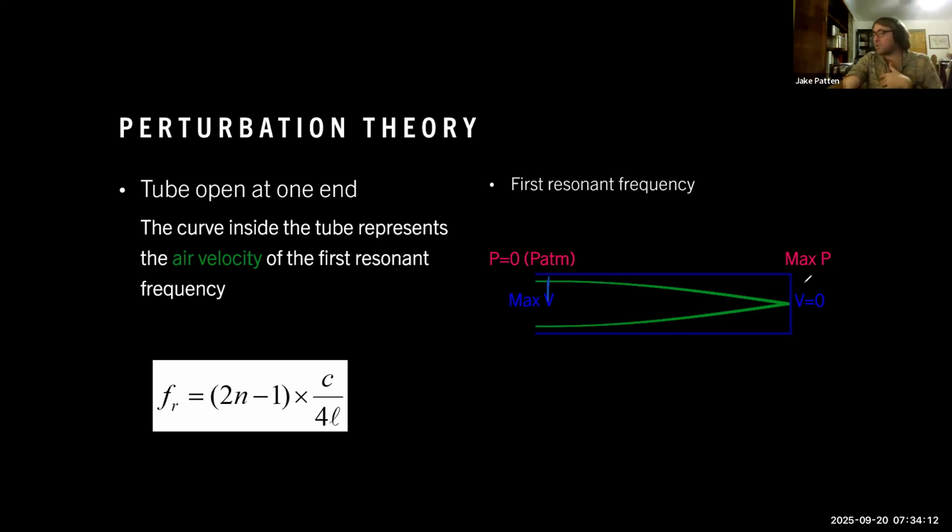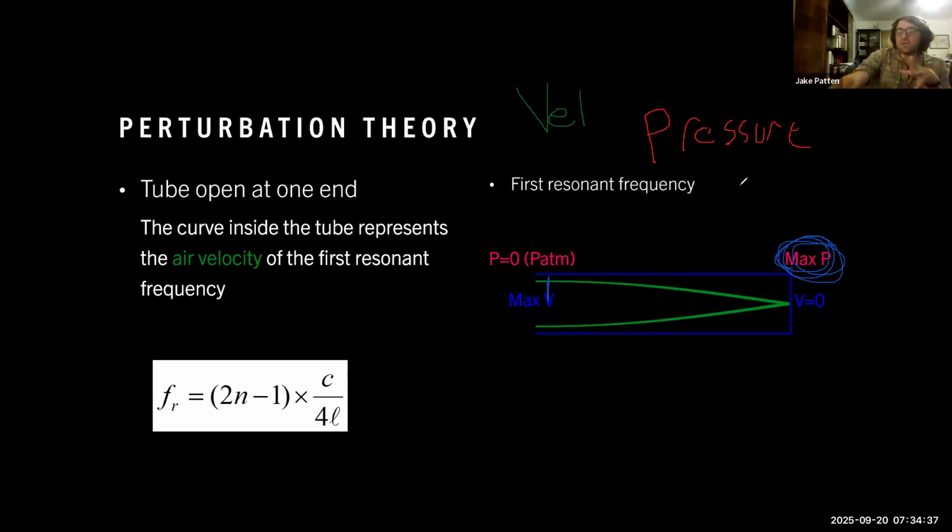So if for some reason they're showing you red, that's pressure. And if they're showing you green, it's velocity. Velocity is green. Pressure is red. There's always going to be a minimum velocity or max pressure at the closed end of the tube.